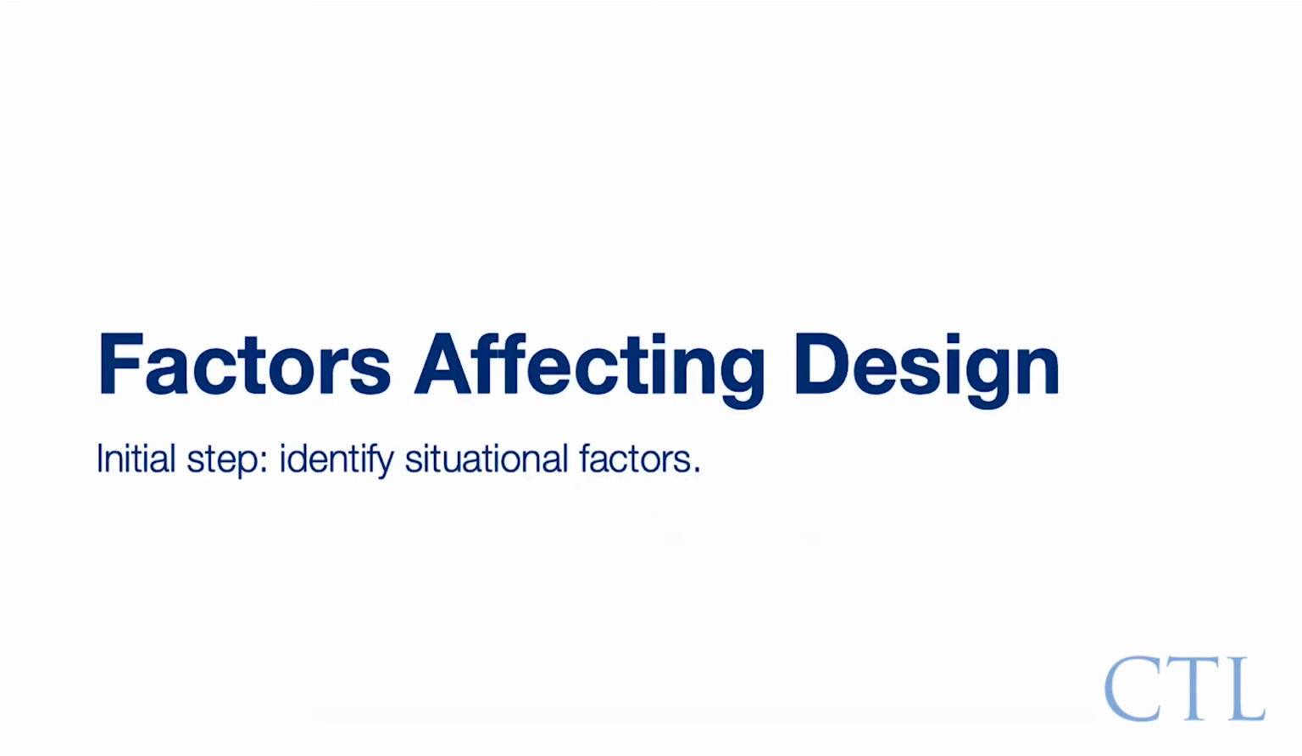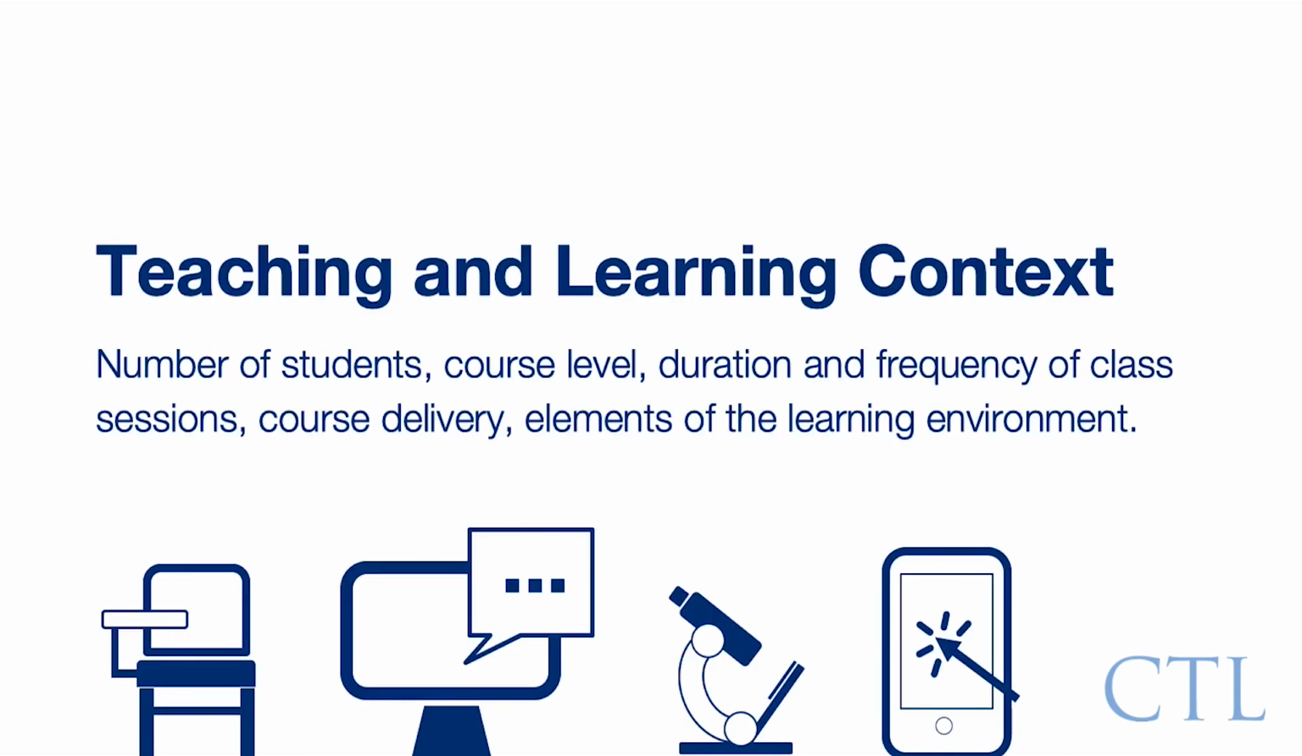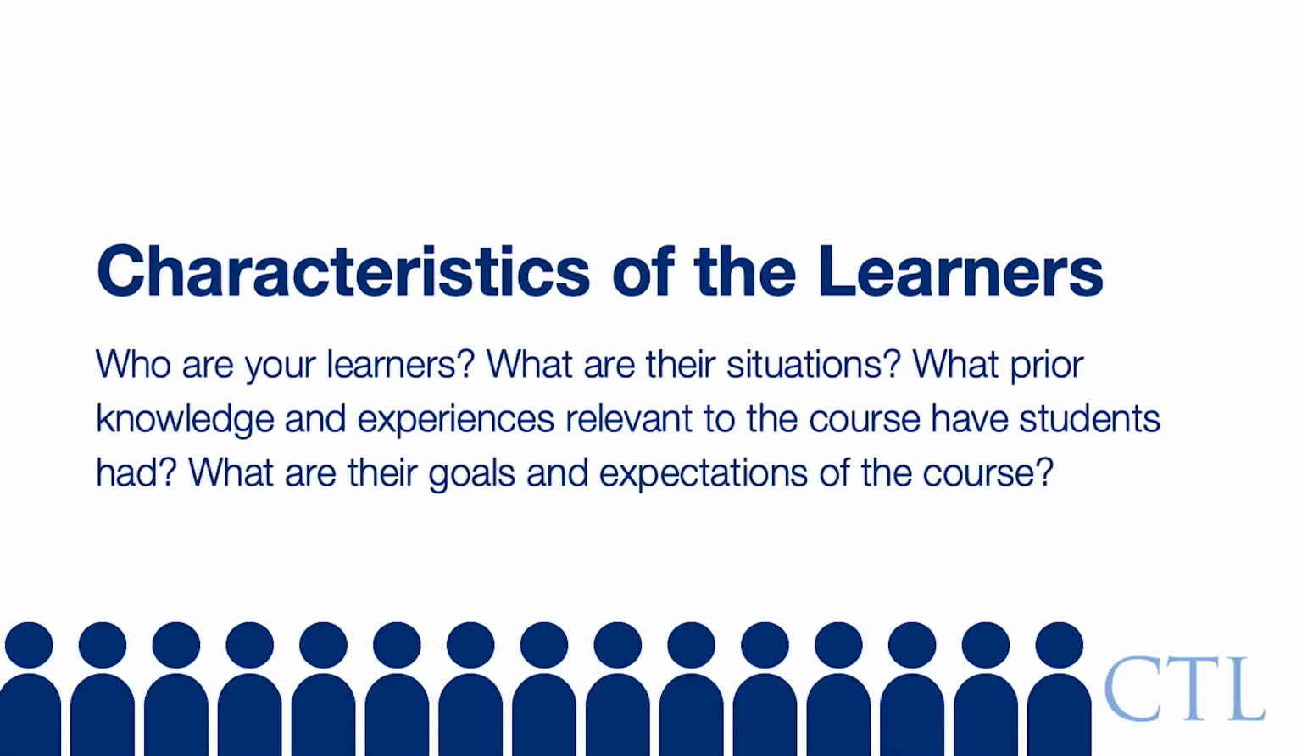In this initial step, instructors reflect on the teaching and learning context, the nature of their subject, the characteristics of their learners, and the characteristics of themselves, the instructor. For the teaching and learning context, consider how many students will be in the course, level, duration, and frequency of class sessions, course delivery, whether in-person, hybrid, or online, and elements of the learning environment, whether physical classroom space or online learning environment.